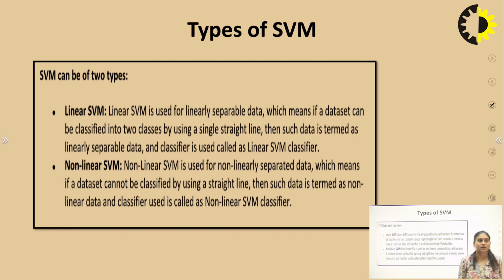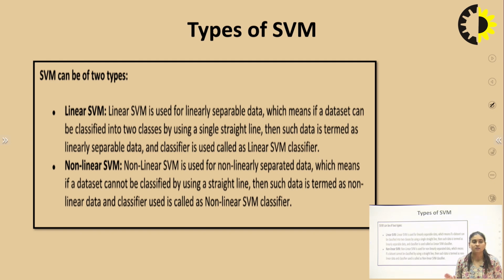The SVM can be of two types: linear and non-linear. Linear simply means that you can draw a straight line, and where you can't draw a straight line, that is known as non-linear SVM. Linear SVM is used for linearly separable data, the data which can be separated just by drawing a single straight line, which means a data set can be classified into two classes. Such data is termed linearly separable data, and thus the name is linear SVM classifier.